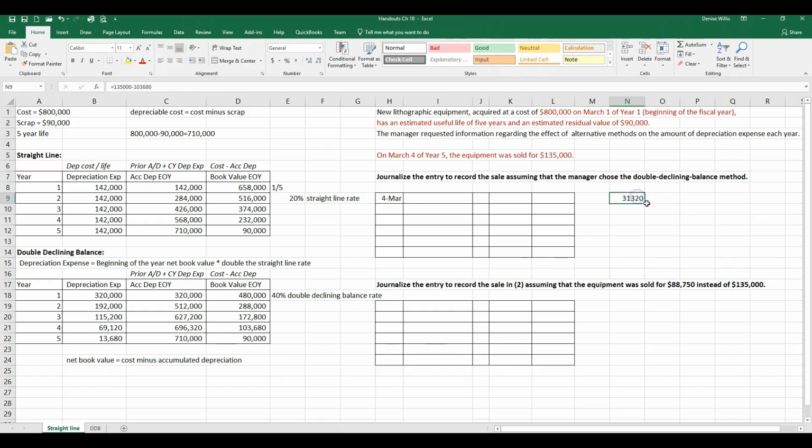Let me copy that down here and turn this into text so you can continue to see how it calculated. There we go. Okay, that's going to be our gain. Let's drop in our entry and then we're going to come back to that number. Let's recognize the cash. That's the $135,000. Now, we said we have to remove accumulated depreciation. It has a normal credit balance, so how do we zero it out? We're going to debit accumulated depreciation.